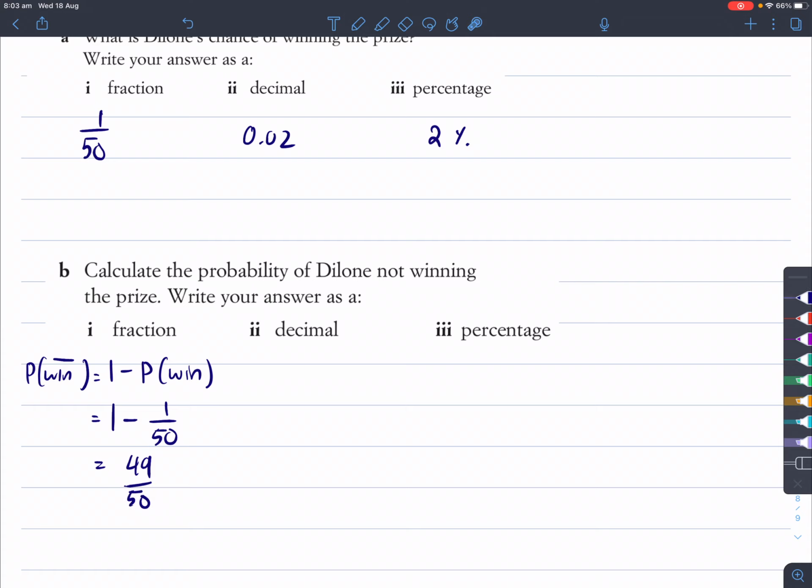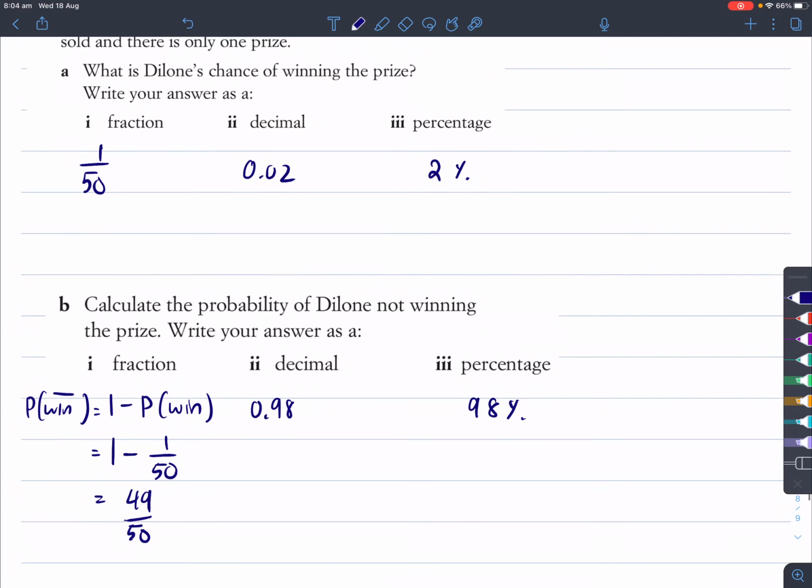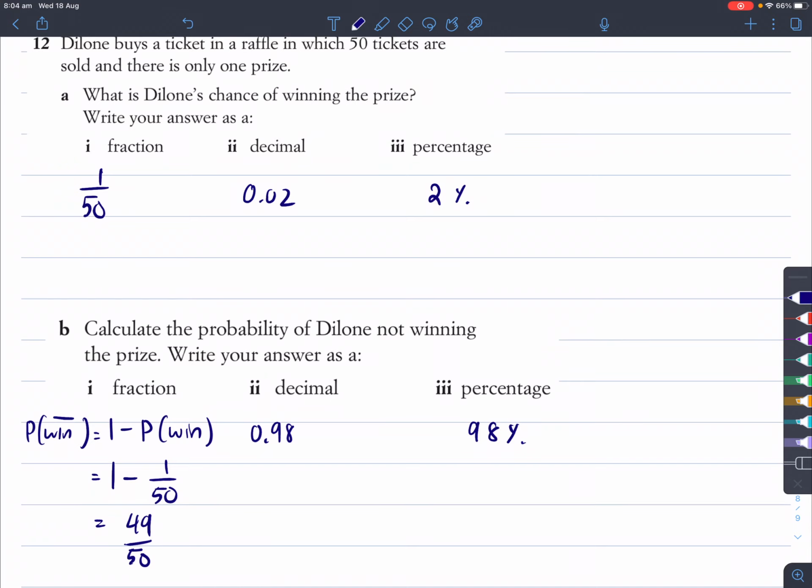Now, as a decimal, if we put that in our calculators and press the S-D button, we would get 0.98, or 98 out of 100, which would be the fraction form of that. And as a percentage, if we multiply this by 100, moving the decimal place twice to the right, we would get 98%. And those are our answers for 12A and B.